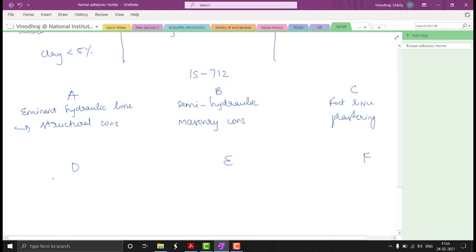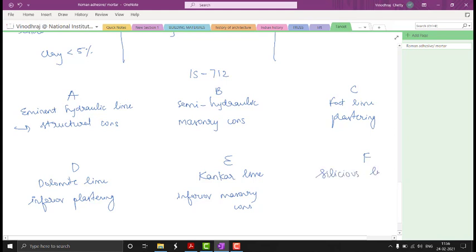And this one is known as dolomite lime. So dolomite lime is used for inferior plastering. This class E is concur lime. So concur lime is for inferior masonry construction. And this class F is known as siliceous lime, that is used just for coating purpose.